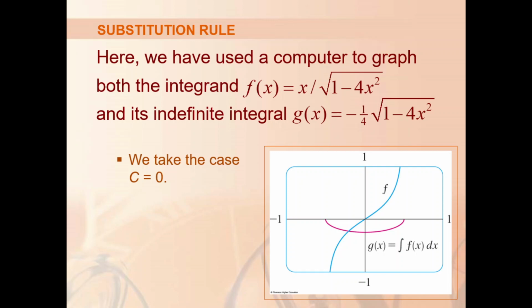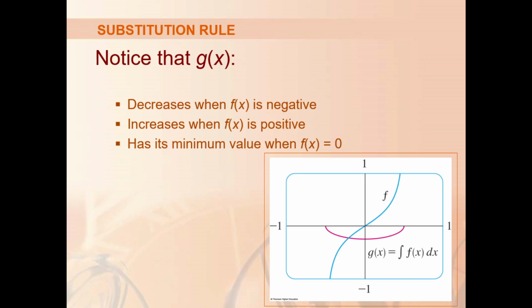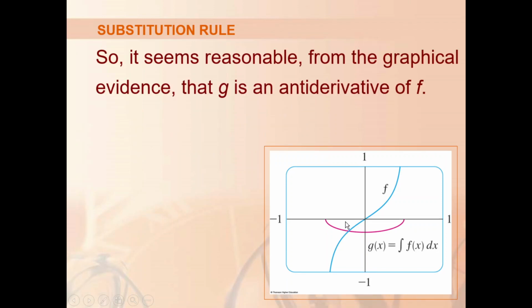Because the constant is 0, the function g of x is equal to the integral of f of x dx. This gives us a nice way to see the relationship between f and g. If you notice, g of x decreases when f of x is negative, and it increases when f of x is positive. The minimum value is here, where f of x is equal to 0. So it seems reasonable from the graph that g is an antiderivative of f.